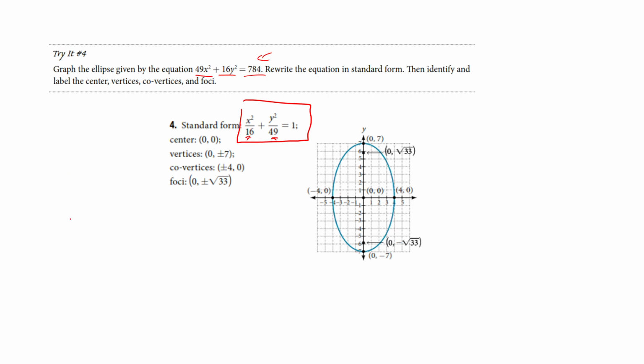And then to find the foci, C squared is A squared minus B squared. 49 minus 16. So C squared is 33. That's where they're getting the square. C is the square root of 33. So that's vertically, so we add it, subtract it, connect all our dots, and we got it.